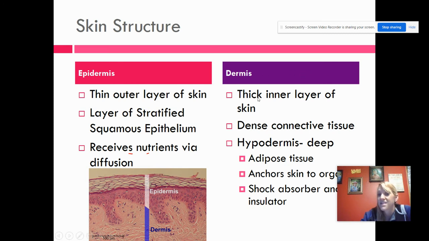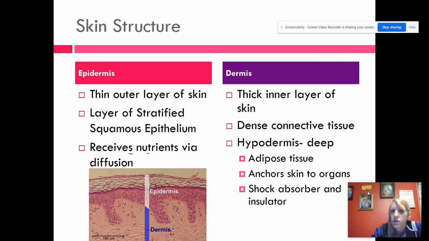The dermis is the thick layer. That's where the meat and potatoes are. That is where all of the stuff is: the hair follicles, the sebaceous glands, the sweat glands, the nerves, the blood vessels, all of that stuff is in the dermis. It's made of dense connective tissue.